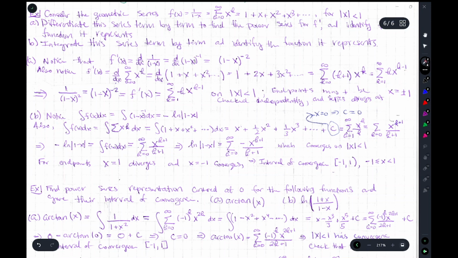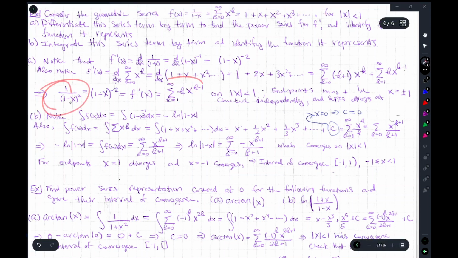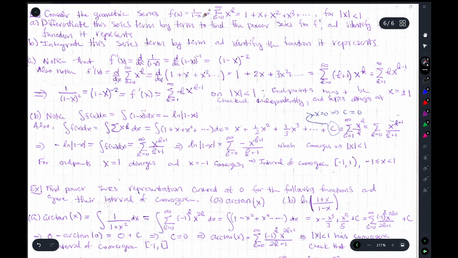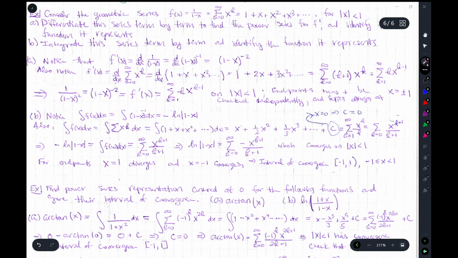You could just plug in 1 there, and it's pretty intuitive that you will get divergence for 1 and minus 1. And so we just found the power series for a new function, 1 over (1 minus x) squared, by taking the derivative of a familiar function represented by a power series. What about integrating? Well, integrating (1 minus x) raised to the power minus 1, which is basically the function we're starting with, is equal to negative natural log of (1 minus x).